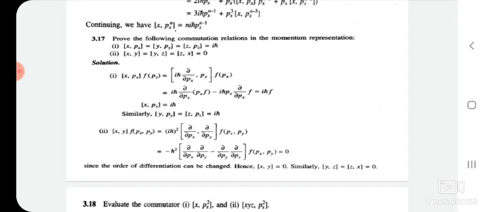The same method as we applied in the above problem. Finally, you will get iħ. The commutation relation between x and px is a constant, which is equal to iħ. You can use any wave function, the result will be the same. There is no difference, and this relation is constant, that is iħ: [x, px], [y, py], [z, pz] are equal to iħ. Hence, similarly, [x, y], [y, z] and [z, x] are also equal to 0.